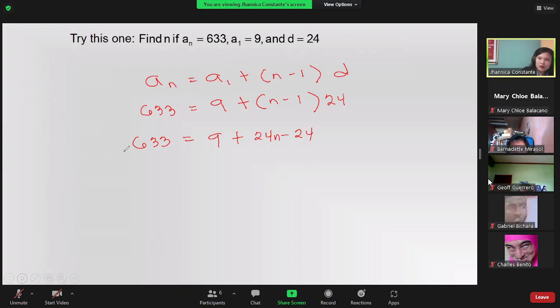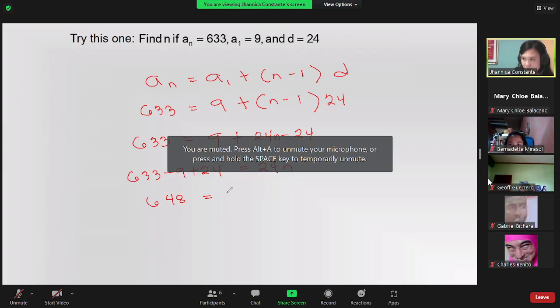Combine similar terms, we have 633 minus 9 plus 24 equals to 24n. So 633 minus 9 plus 24, which is equal to 648.